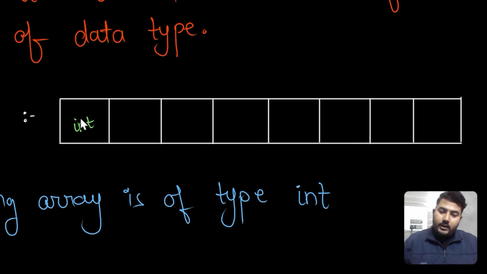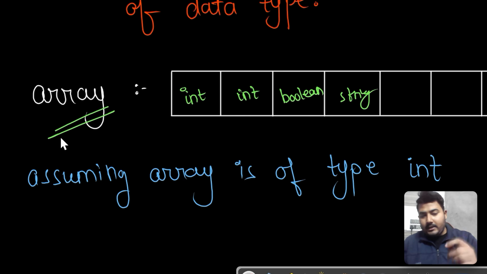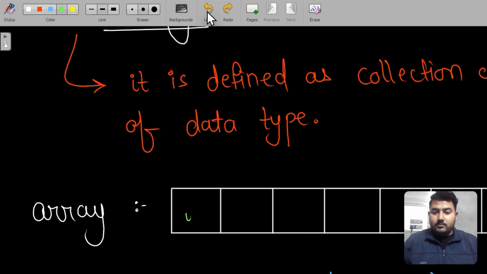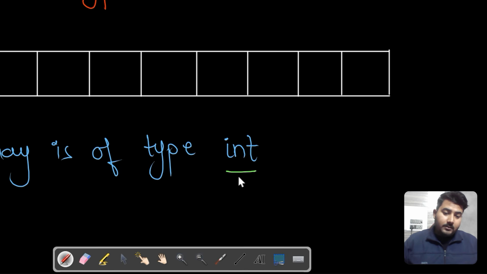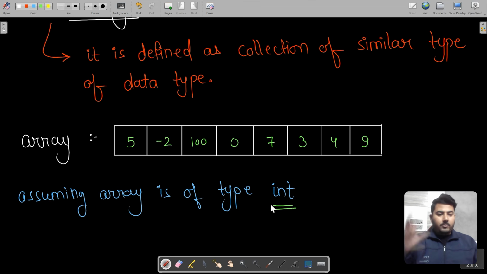You cannot simply store an int here and again an int here, and then say I am going to store a boolean here. That is not allowed. You cannot store a string here. If your array is defined as integer data type, then all the numbers, all the entities, will be integers only. That means if you have created this array as integer data type, it can look something like this. Any random numbers could be there, any numbers within our range.